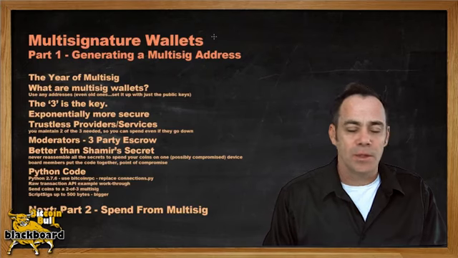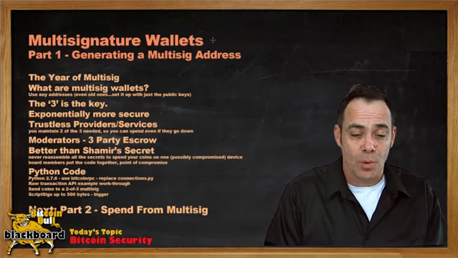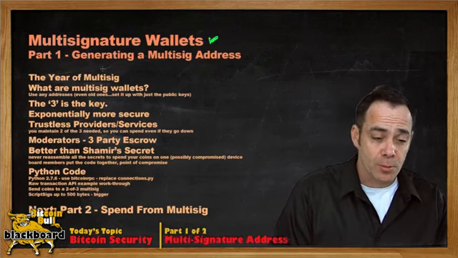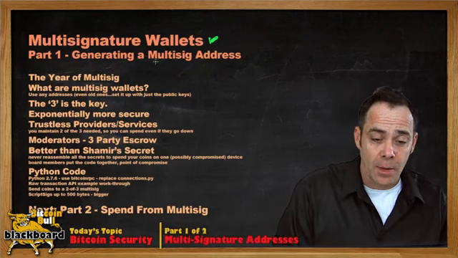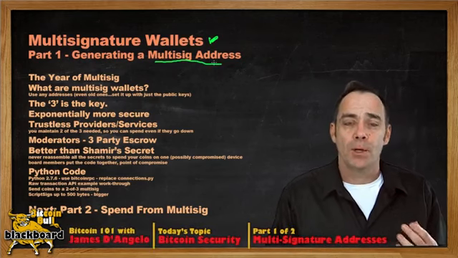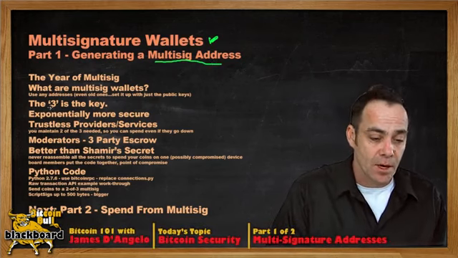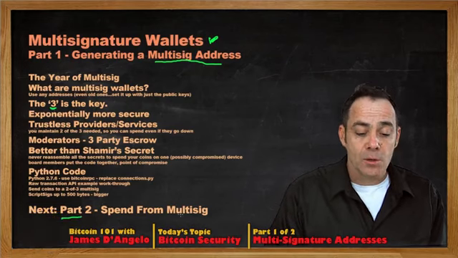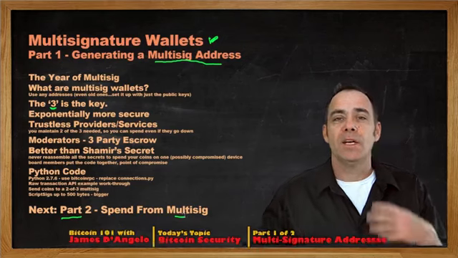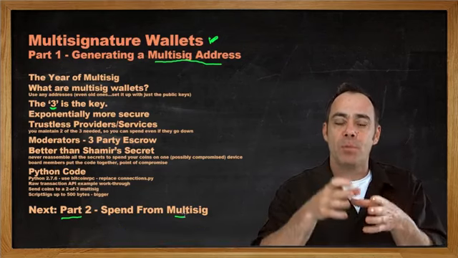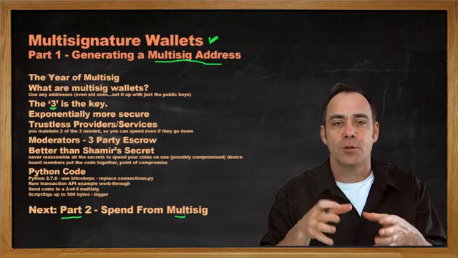Today we are going to be looking at multi-signature wallets. And this is going to be a two-part series. In the first part, we're going to generate a multi-sig address, and all Bitcoin multi-sig addresses start with the number 3. In part 2, we're going to spend from our multi-sig. So we're going to need a few different Bitcoin addresses and their private keys to be able to spend the funds from this one particular address.